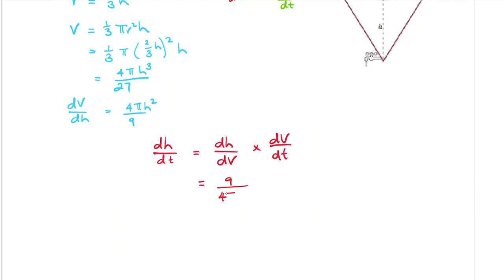Okay, let's take 4 pi h squared. Flip it. Thank you. Times that by the dV over dt, which was 1.2. And that would equal something. Anyone want to type that in for me? Because I don't know what that is. What's 1.2 times 9 over 4? 27 over 10, thank you. Pi h squared.